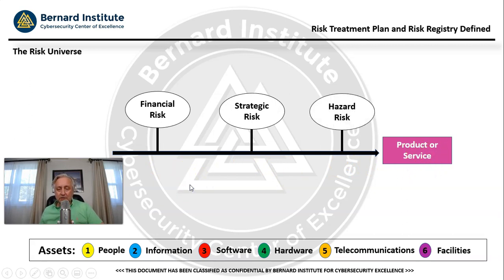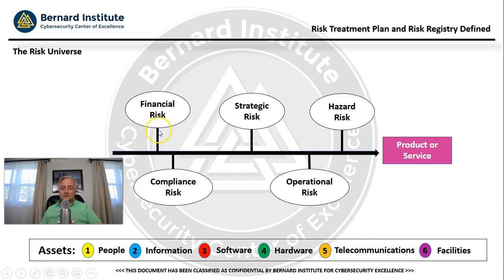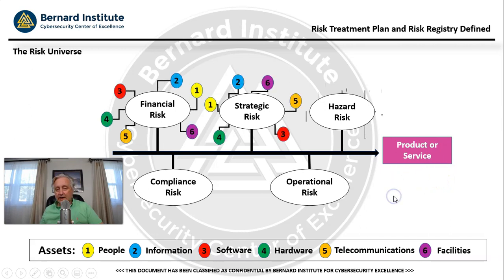Under COSO Enterprise Risk Management, there are 5 risk areas: financial risk, strategic risk, hazard risk, compliance risk, and operational risk. These risks are always associated with any product or service that you deliver, and so are these assets. Every financial department has people, information, software, hardware, telecommunications, and facilities. The same goes for the strategic management team. It's made up of very smart people. They have information about the organization, they probably use software, hardware, and telecommunications, and they probably work in an office, so that's facilities.